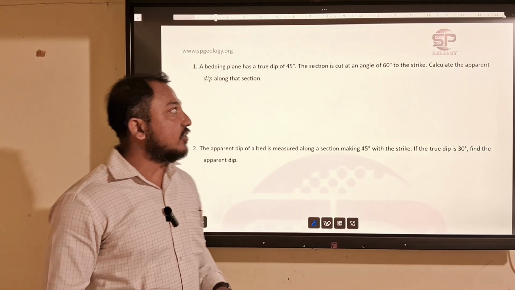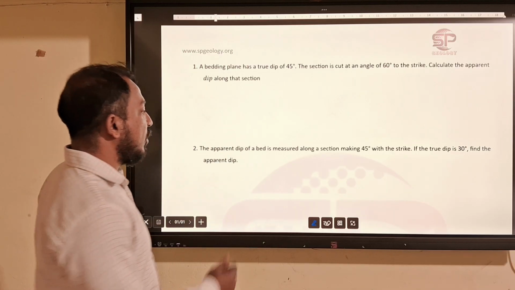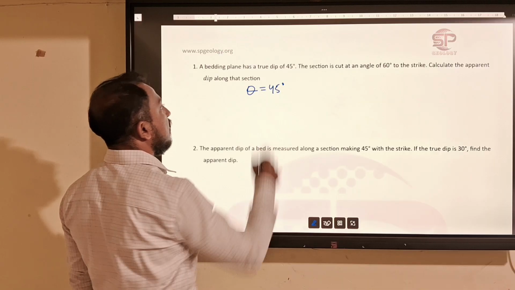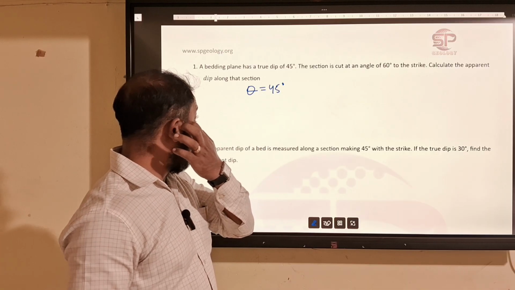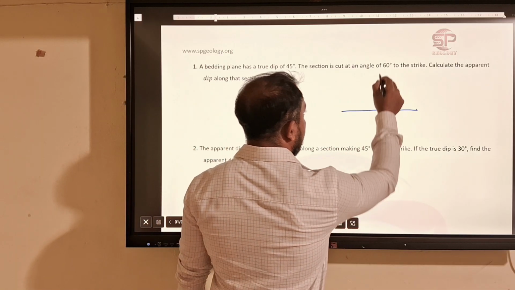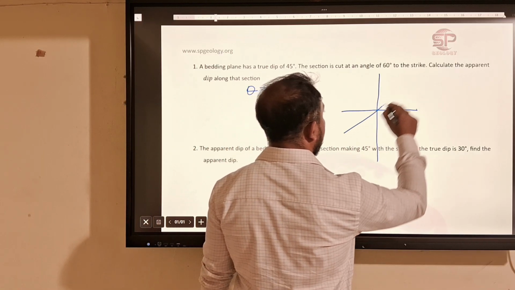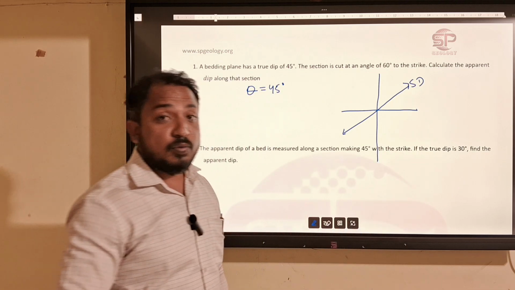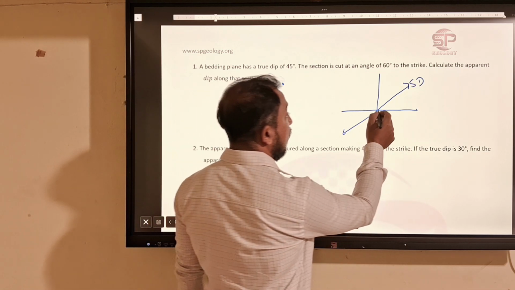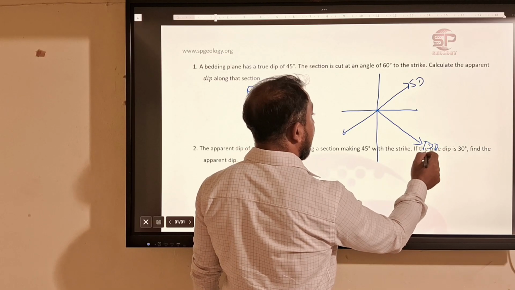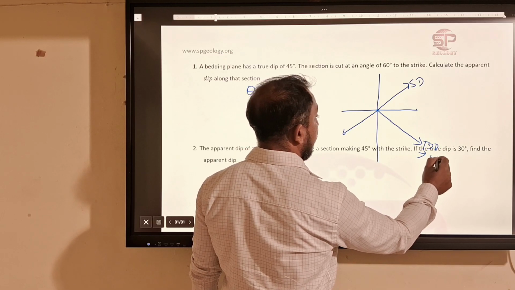So let's come to a first question. A bedding plane has a true dip of 45 degrees. So theta will take the true dip. It is given as 45 degrees. Then a section is cut at an angle of 60 degrees to the strike. So let's take this as our strike direction. You know the true dip direction is always perpendicular to the strike direction. So this will be the true dip direction. In this direction, the dip is given as 45 degrees.